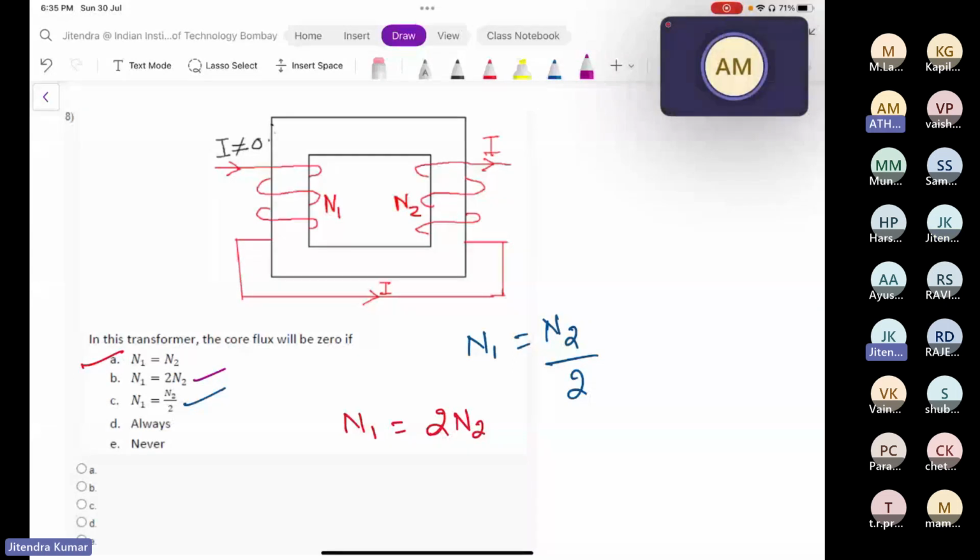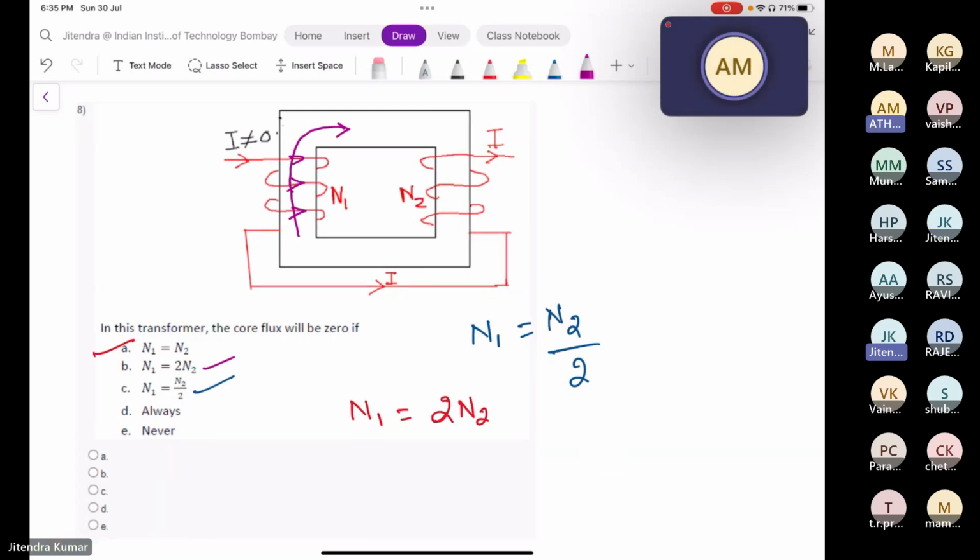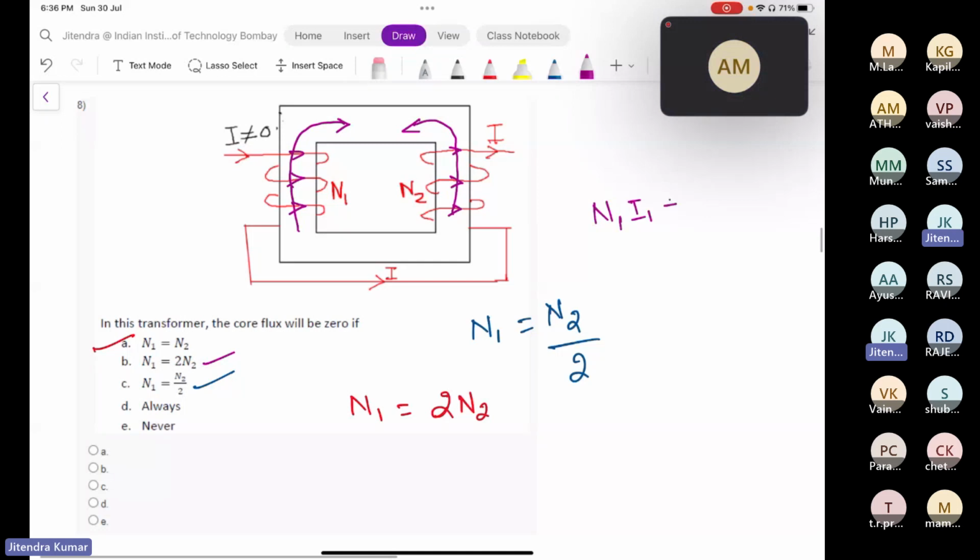Sir, if you apply the right hand rule on the N1 coil, we can see that the thumb will point towards the upper direction. That is, the direction of flux will be upper for the N1 coil. Similarly, if you apply the right hand thumb rule for N2 coil, the flux will be going upward. Okay, so both the fluxes will cancel. Then N1I equal to N2I, which implies N1 equal to N2. Here N1 I1 plus N2 I2 will be equal to 0.